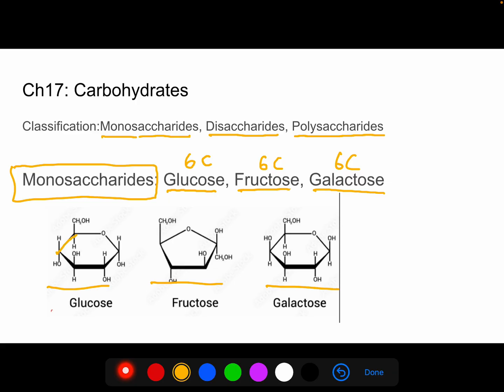Probably you will not be able to recognize them, but you need to recognize that glucose is a hexagon, galactose is a hexagon, and fructose is a pentagon.